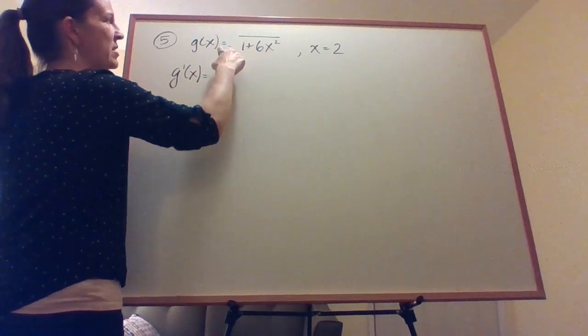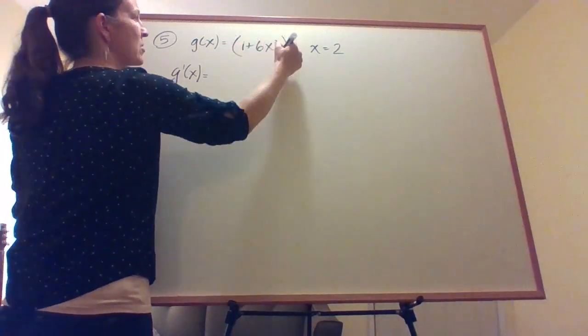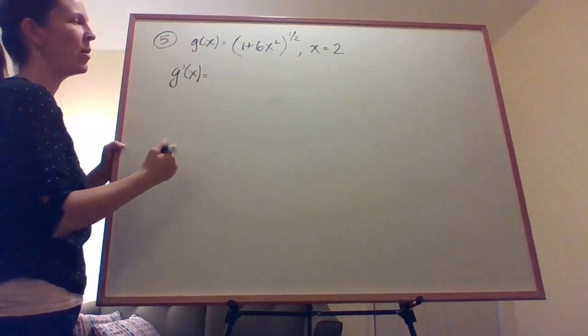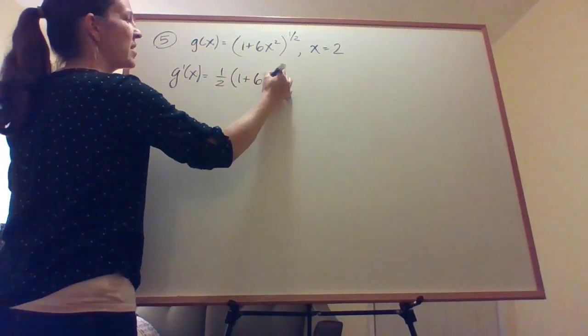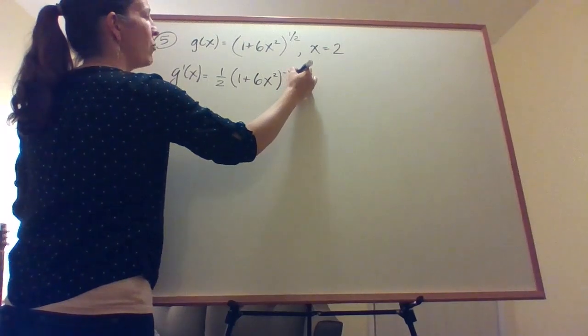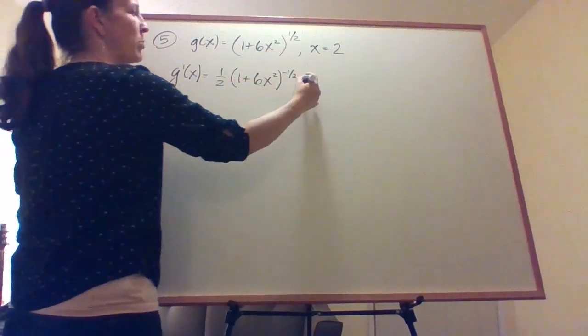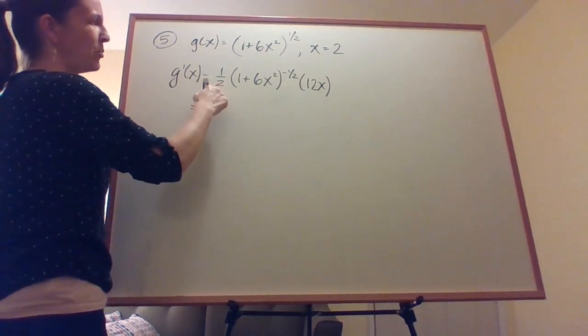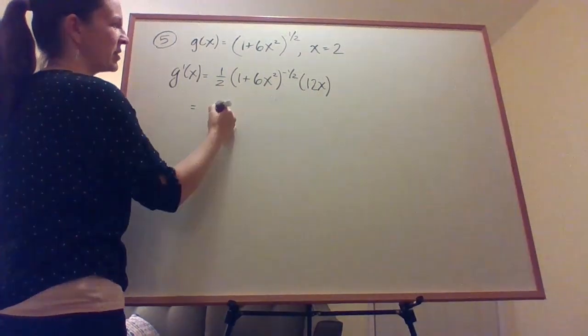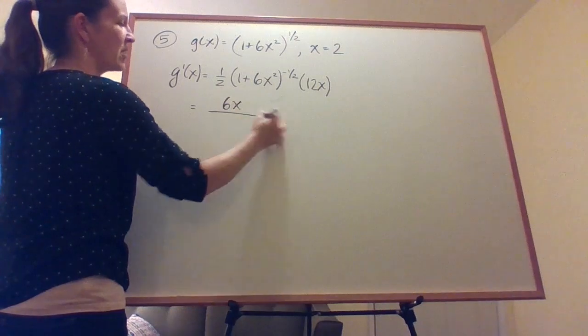This again would be the same as 1 plus 6x squared to the 1/2 power. So if I find the derivative, it's 1/2, 1 plus 6x squared to the negative 1/2 times the derivative of 1 plus 6x squared, which would be 12x. If I clean that up a little bit, I've got half of 12x. That's going to give me a 6x on top.